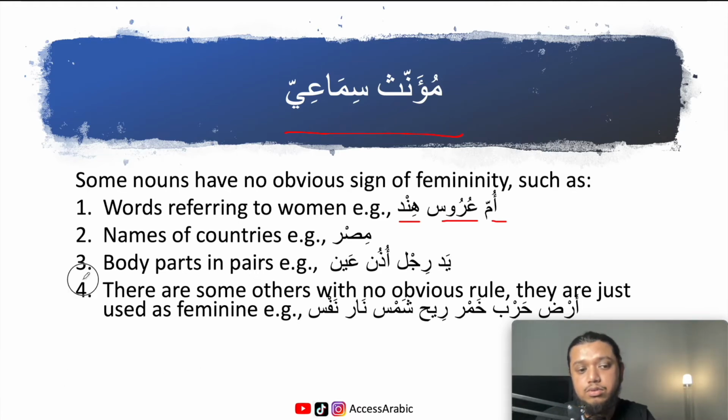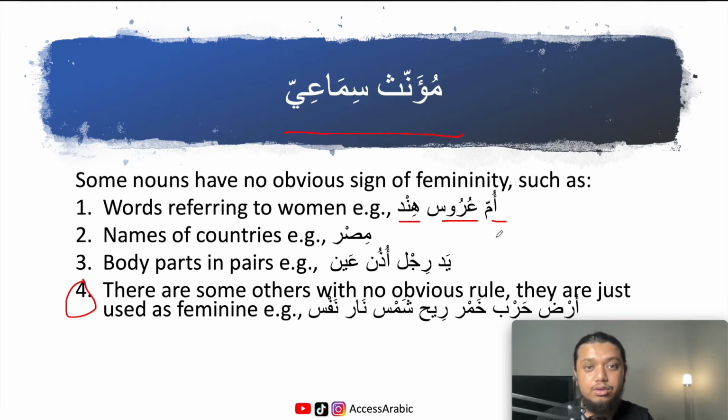And number 4 refers to an exception. There are some words that are feminine, but they have no obvious sign of femininity. However, Arabic speakers have used these words as feminine for thousands of years. Therefore, if it ain't broke, don't fix it. Examples of this are ard. Ard means earth or land. Harb means war. Khamr is alcohol or wine.